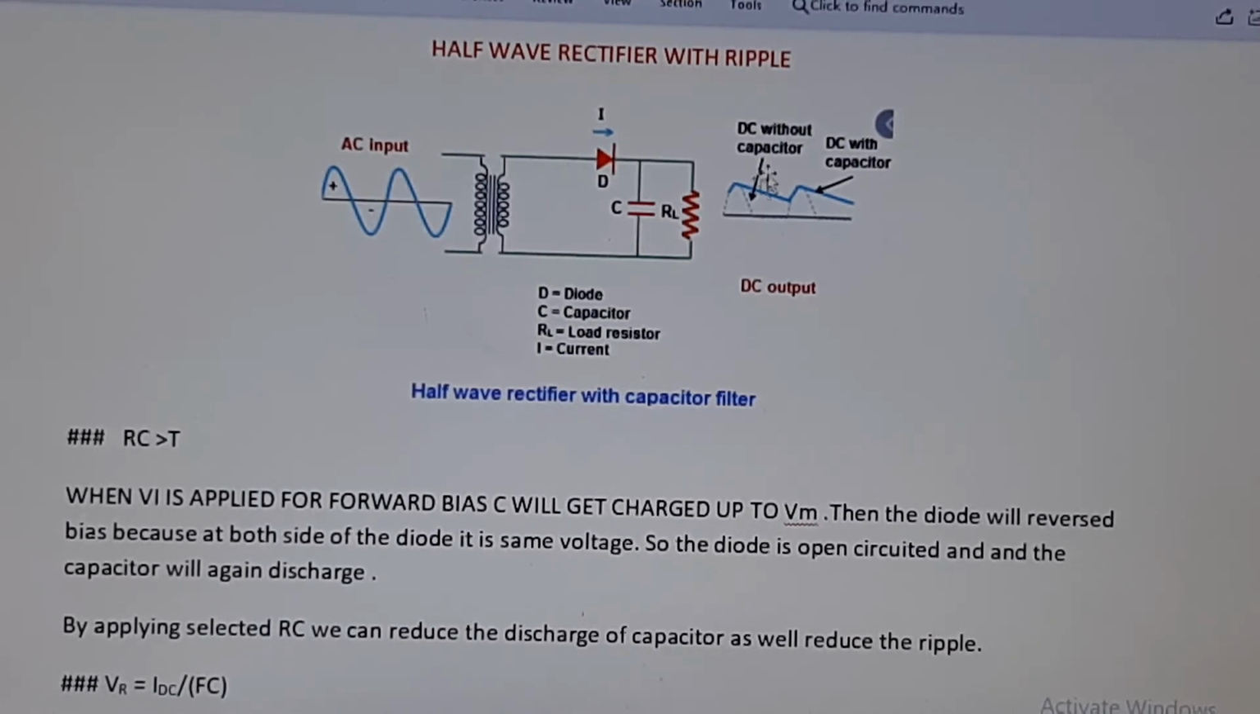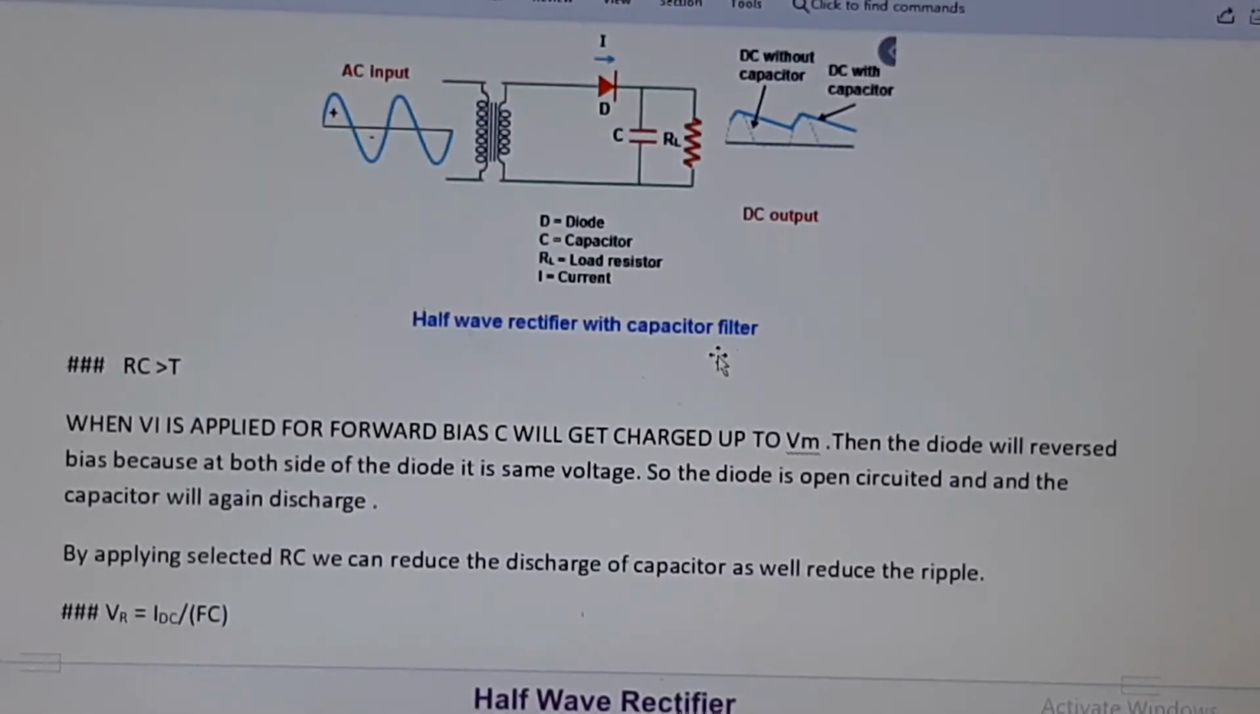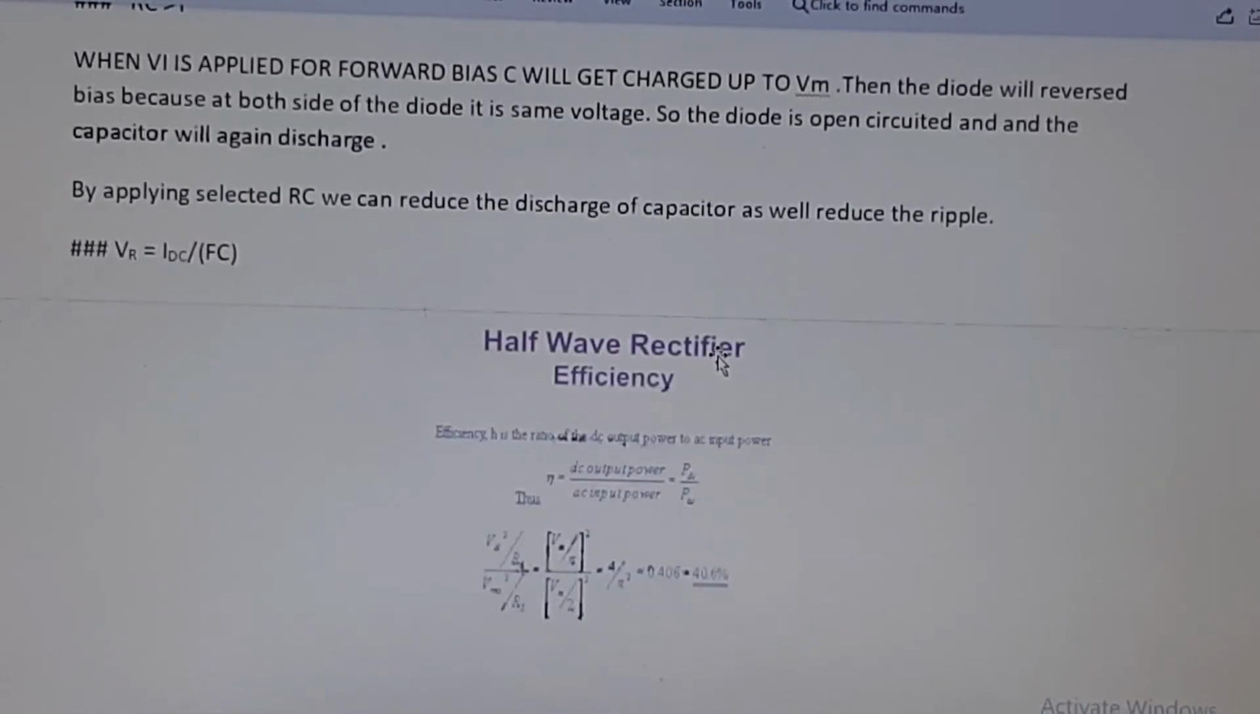Otherwise what will happen is that the capacitor will get discharged before it reaches the positive half cycle, and there will be no effect of using a capacitor in this circuit. So by this we can lessen the ripple of this circuit. So this is the work of a capacitor.